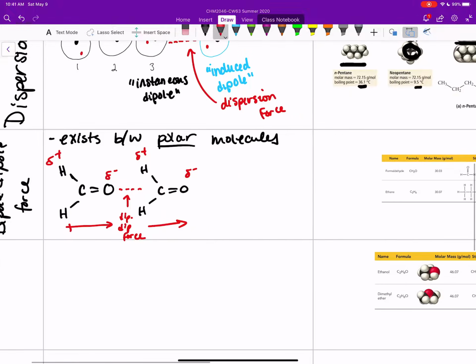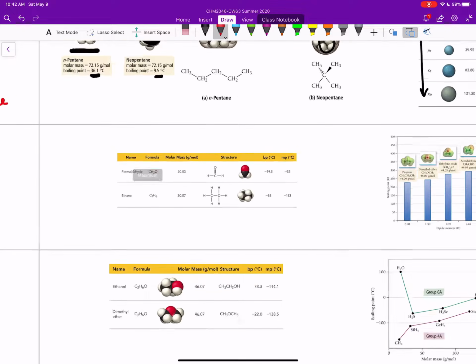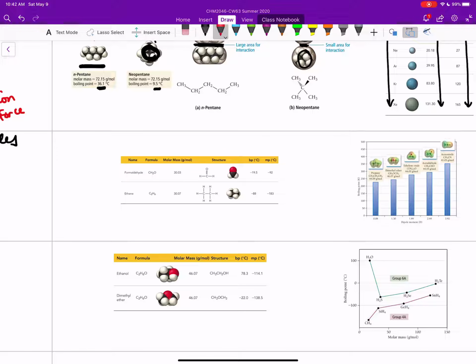All right, so if we look over here, we can see how this one is much stronger than the dispersion force. If we look at one molecule, formaldehyde, that I just drew, that is polar. This one is polar, and ethane is nonpolar. All right, but if we look at the boiling points, even though they're low by our standards, the boiling point of formaldehyde is much higher than the boiling point of ethane.